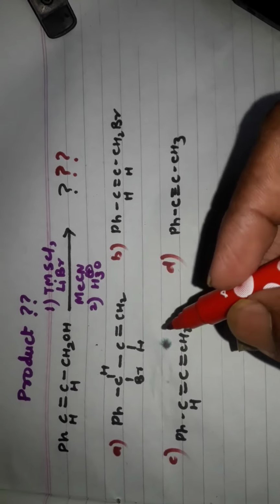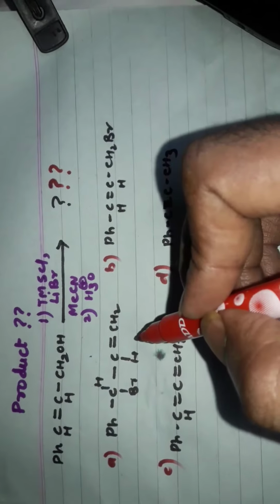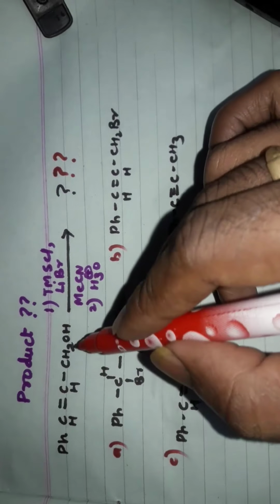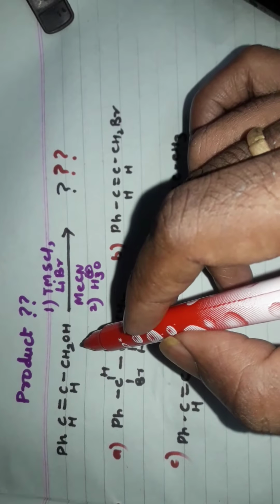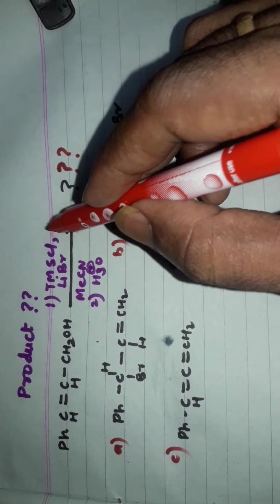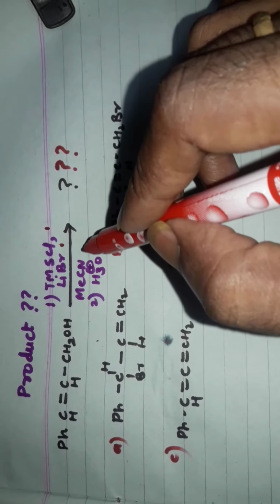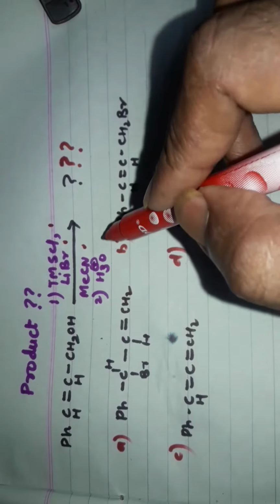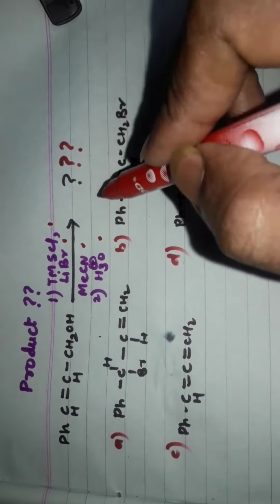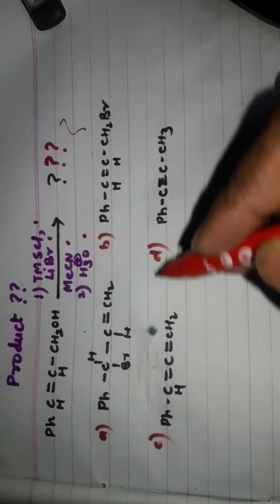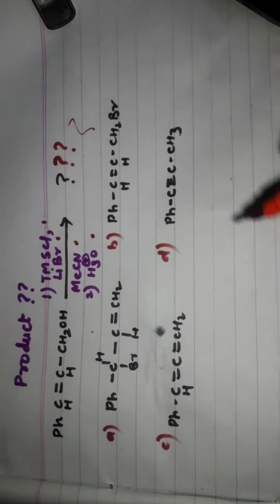Hello friends, today we are going to discuss one more organic problem, and in this problem the reactant is this one. So by treating the reactant with these reagents, one is TMS chloride, lithium bromide and acetonitrile. It is the first condition. The second condition is hydrolysis, meaning workup. So what is your product formed? There are four options, in which one is the correct answer.